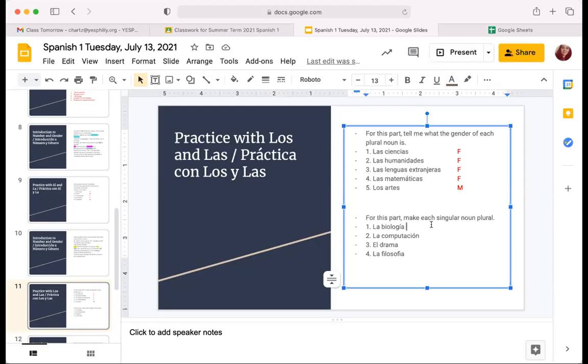And then for the next section in this one, these are all singular. So we're only talking about one of these, and you're going to make each of them plural. So this is the biology. I know that some of these are awkward, but it's just working with our vocab. How would you say the biologies? What do you think?